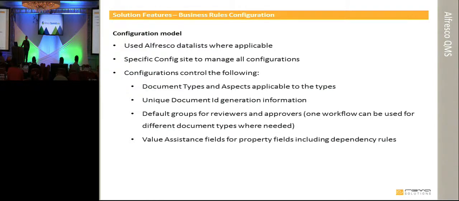One of the key drivers in this implementation was that the user wanted to make sure that when we are done with the project and we leave, they don't have to go back and change the code. They want to be able to configure most of the stuff. A lot of what we did, document type definitions, aspects, and everything, is done through data lists. Document ID generation, like unique numbers, the starting numbers and things like that. Value assistance fields. The other big part that we implemented here is having a single workflow. The process is the same, but the reviewer and approver groups will change based on the document type. So it's all driven by the business rules and comes out of the data list. We have implemented a solution around that too.